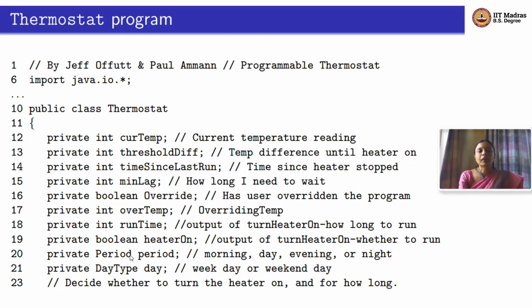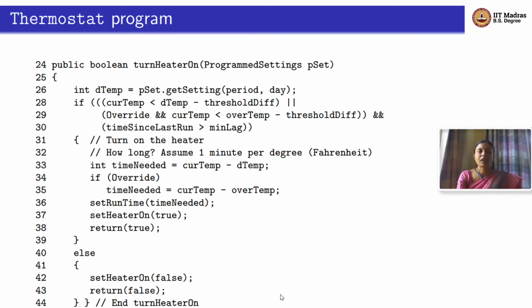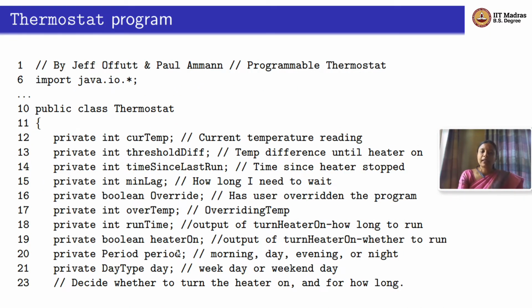Then some variables that talk about time and date. Period, which talks about whether it's morning or evening and so on. Day, which talks about whether it's a weekday or a weekend. Assume it's a weekday, then many people might be leaving home, so maybe you turn on the heater less. On weekends you might have to run it for long because everybody is at home and so on. So these are the variables. And the thermostat is basically a small device which can be programmed to turn the heater in a room on or off based on the ambient temperature setting.